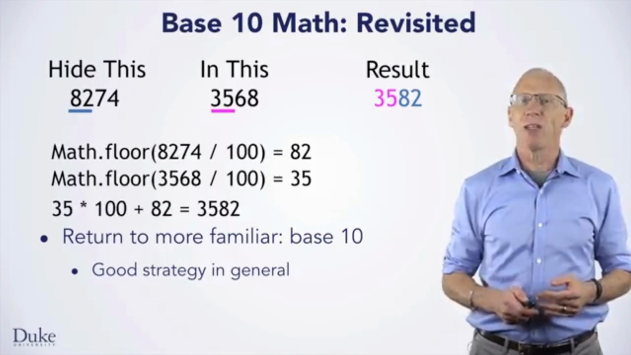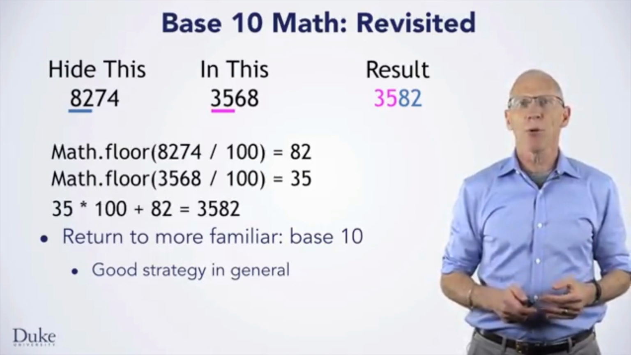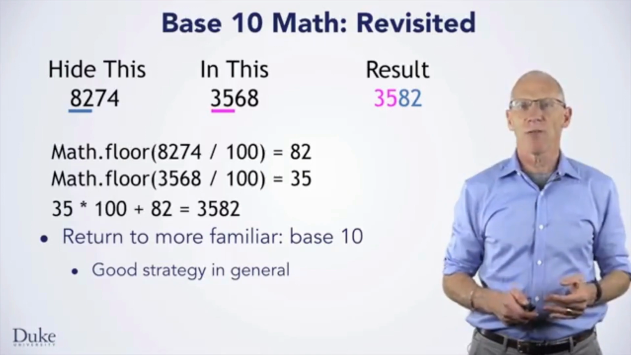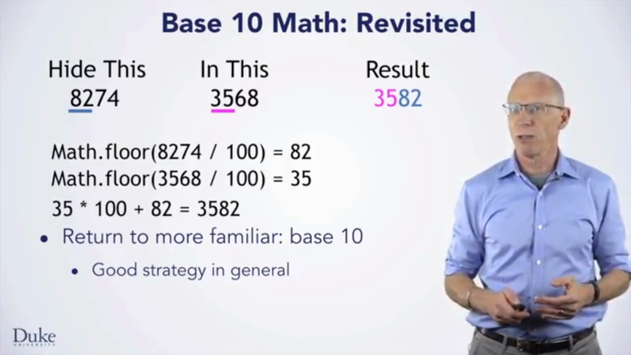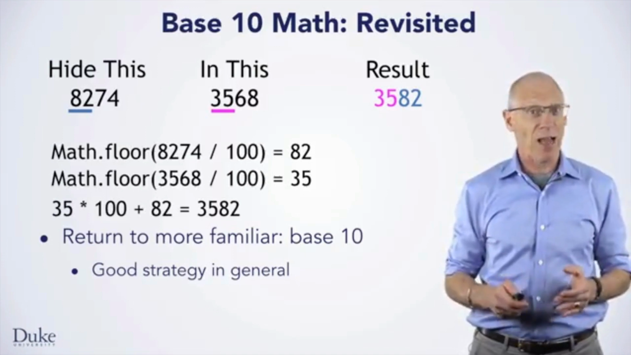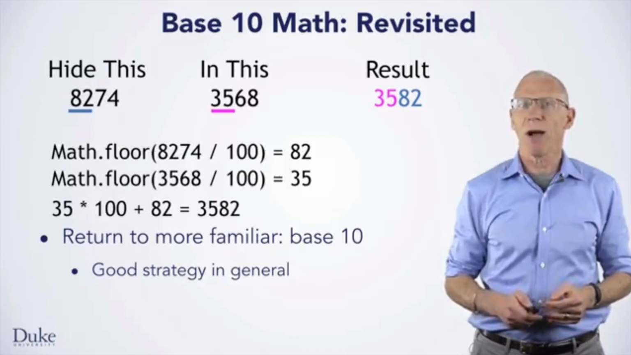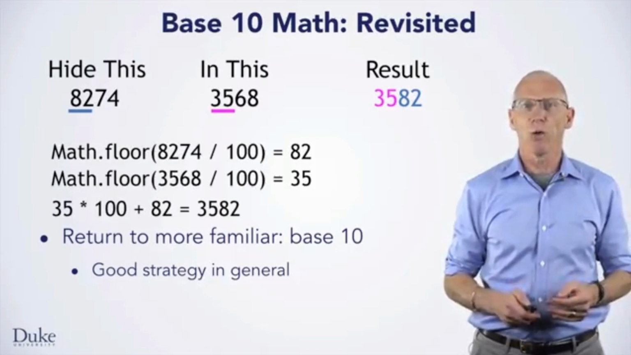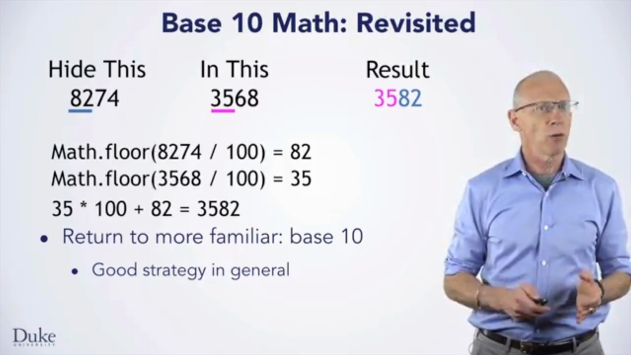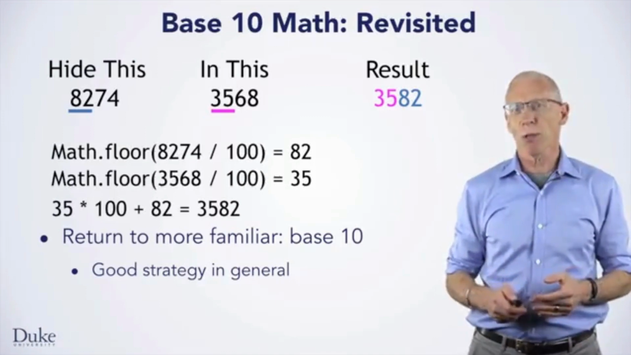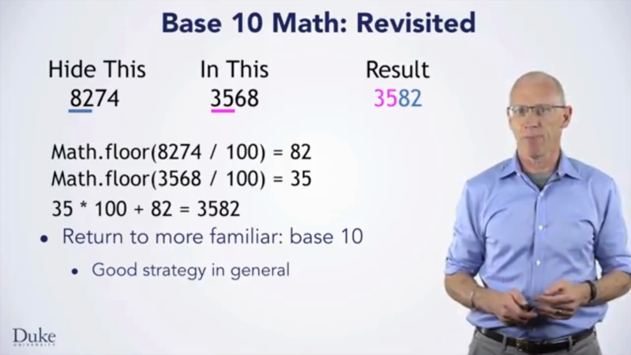Now that you have 82 and 35, you want to put them together to get 3,582, which you can do simply by multiplying 35 by 100 and adding 82. In fact, this strategy works to combine any 2-digit numbers into a 4-digit number. If you wanted to combine numbers with more or fewer digits, you would multiply by a different power of 10.